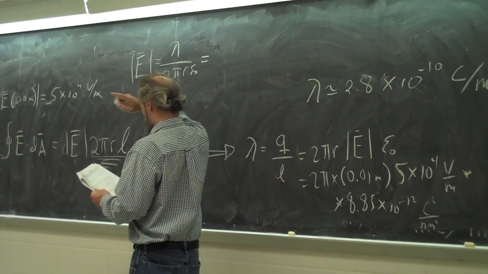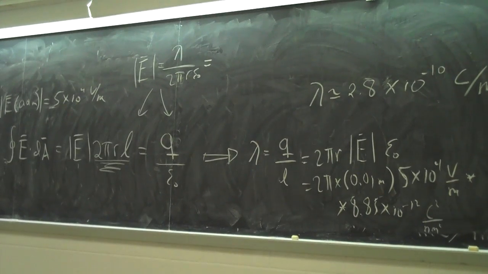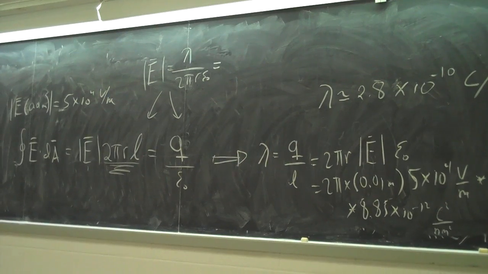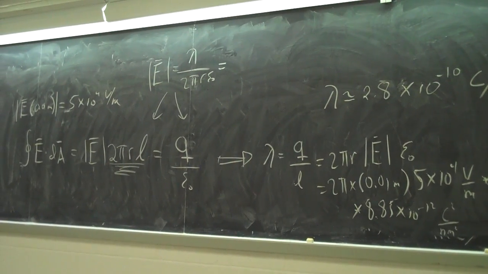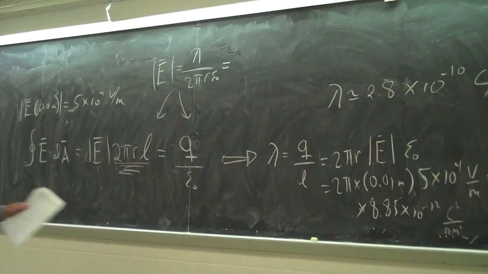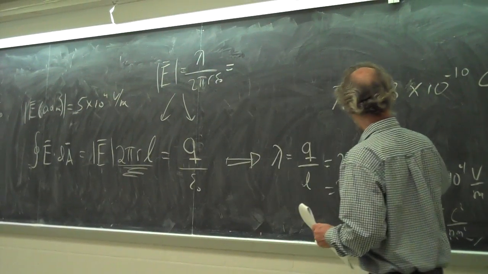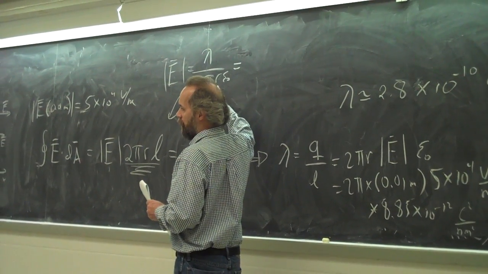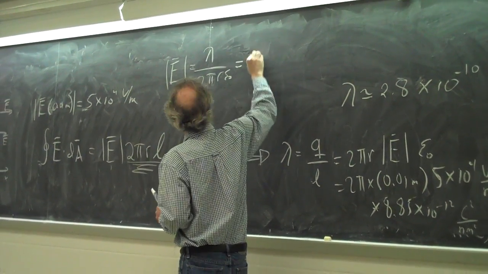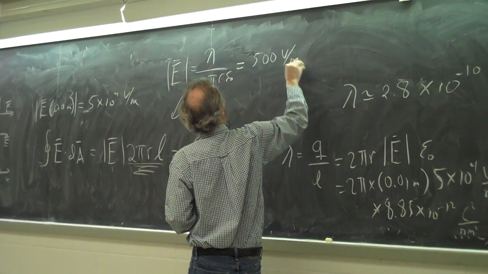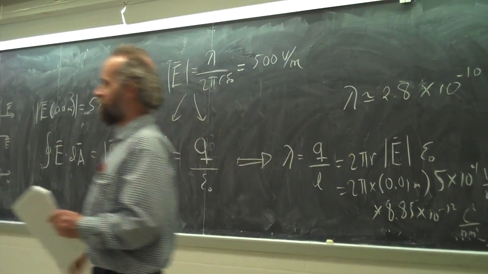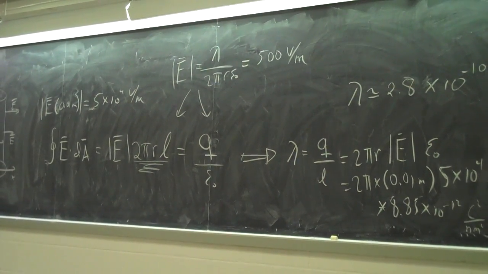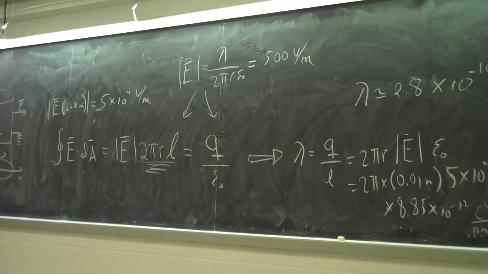The other way is to notice that I gave you the field at 1 centimeter, it's 5 times 10 to the fourth, and I'm asking for the field at 1 meter. That's 100 times further away, right? So if I'm 100 times further away, the magnitude must be how much? 500 volts per meter, right. So we know the magnitude. That's not hard to get if you know that it falls off like 1 over the distance. But what's the direction?